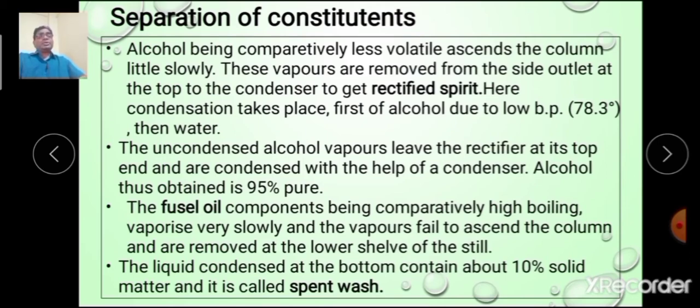Another constituent of the wash is fusel oil. It is comparatively high boiling, that is, less volatile, and it vaporizes very slowly. These vapors cannot ascend, and therefore they fall in the column and remain at the lower shell, from which they are removed. Now the final liquid at the bottom contains about 10% solid matter, and it is called spent wash.